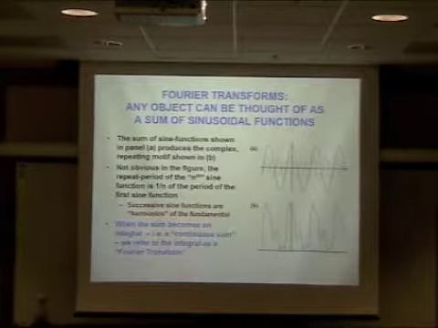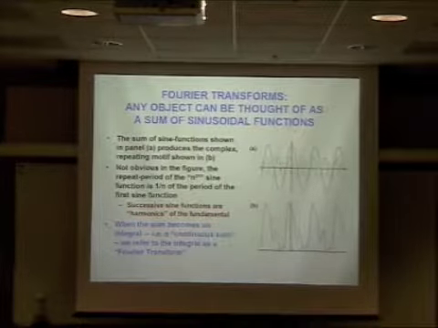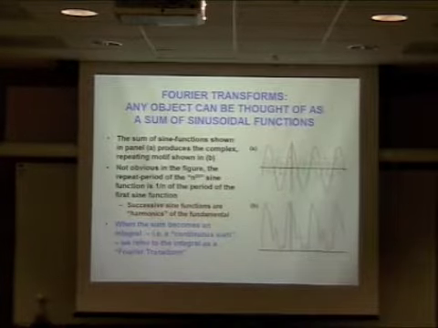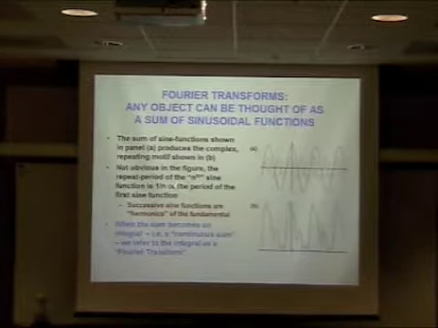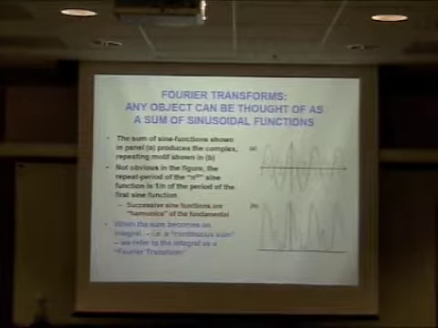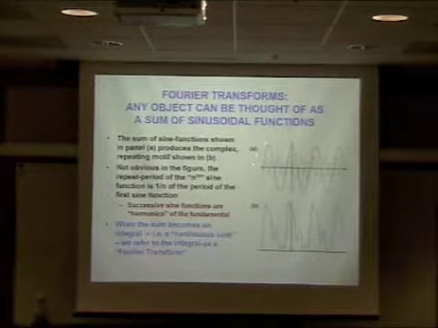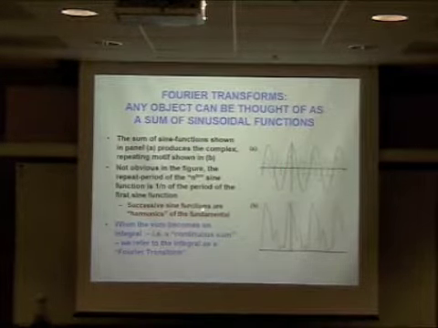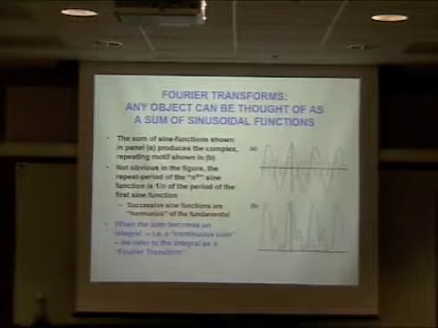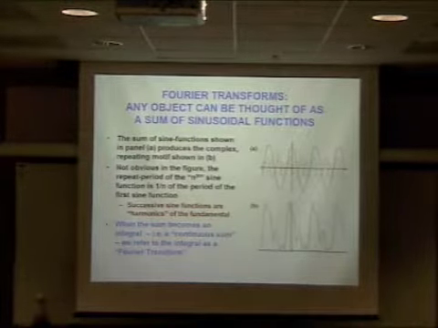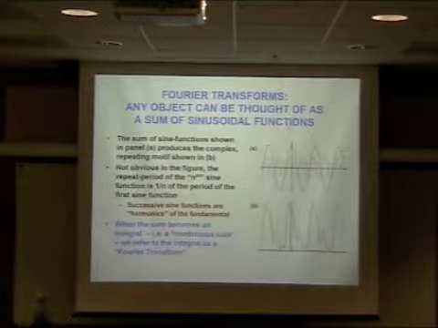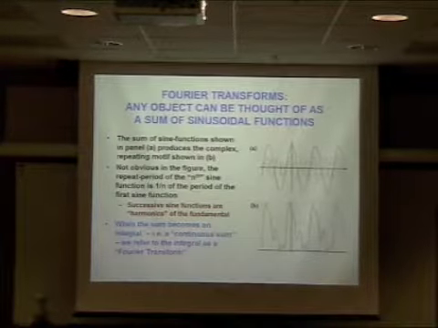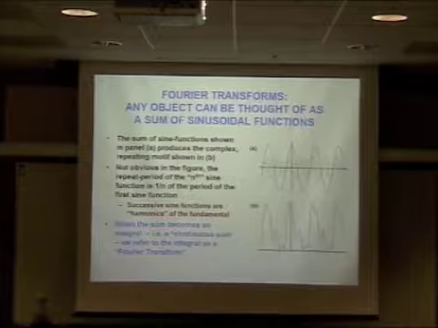They are a slow one, a medium one, and a fast one. And the period of each of these is an integer fraction of the period of the slowest one. And so we say that these sine functions are harmonics of the fundamental. The periodicity is 1/10 that of the slowest one. So just like in music, they're harmonics of a fundamental tone. But we're talking about space.